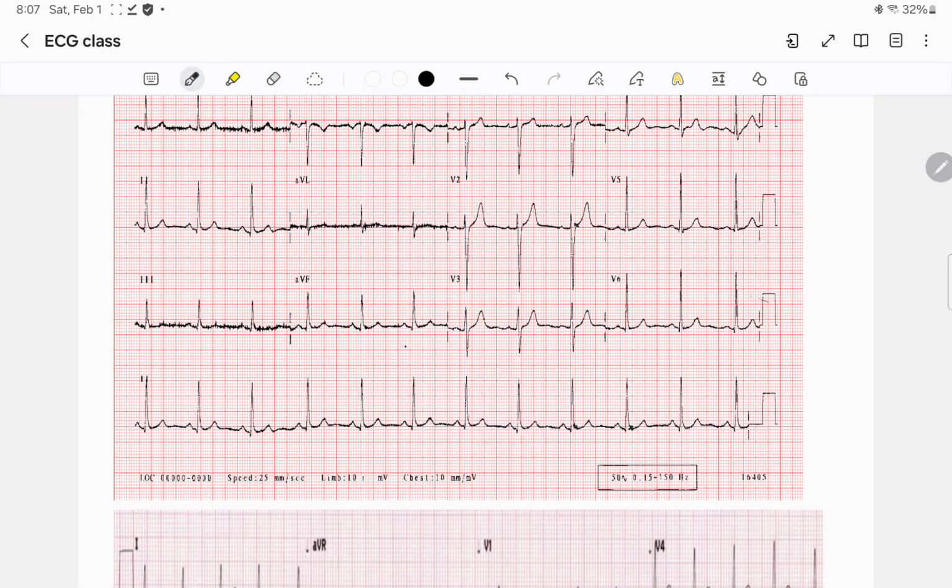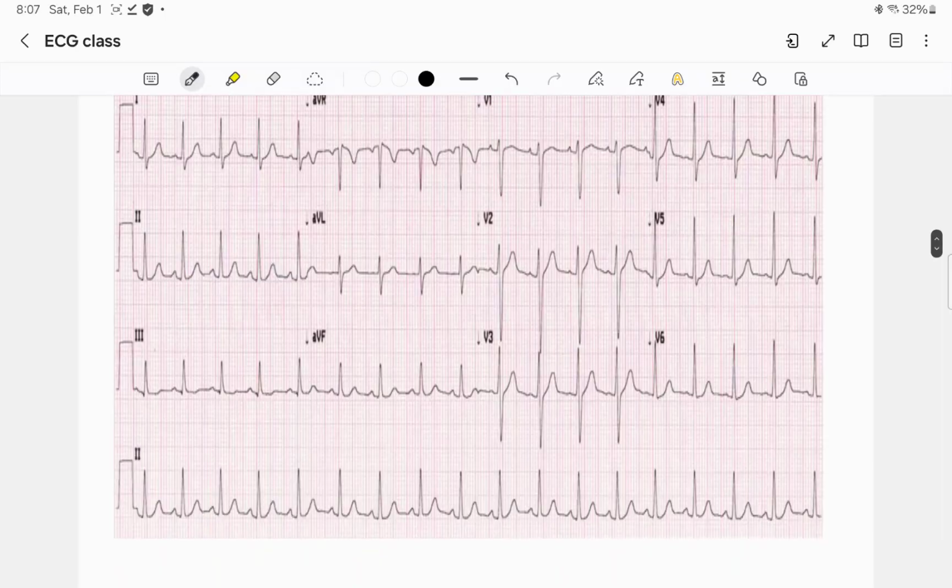So normal sinus rhythm ECG at a rate of 72 beats per minute, normal axis with normal septal Q waves, normal R wave progression, narrow QRS complexes, and no T wave inversions, and a normal QT. All right, so let's try another one.